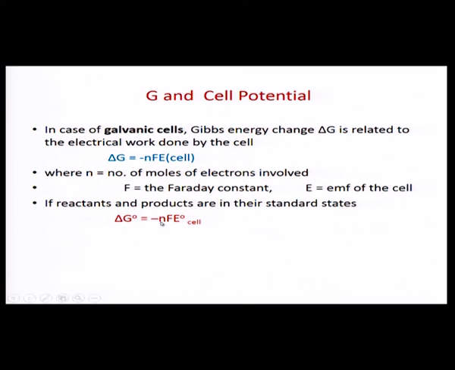If the reactants and products are in the standard state, delta G naught is equivalent to minus nFE naught. This is the standard electrode potential. For the hydrogen electrode, represented by H plus at 1 atmosphere pressure and hydrogen, the E naught value is 0. That is taken as the standard one. Depending on the oxidation and reducing species, the E naught value will vary. For hydrogen it is 0.